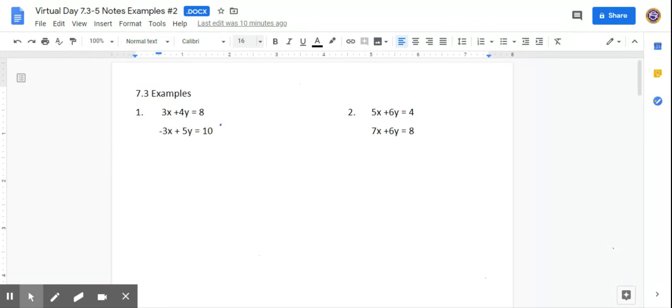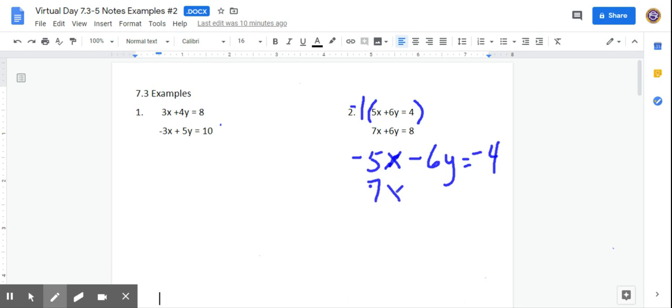1. So if we multiply this top equation by negative 1, we get negative 5x minus 6y, or plus negative 6y, equals negative 4. So really you're just taking the opposite of everything in that first equation. Now copy over the second equation.